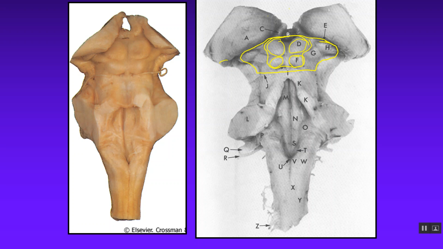The other bumps you're seeing now back here are these. This H here is actually your medial geniculate body or medial geniculate nucleus. So your lateral geniculate body or nucleus is out here. This is the medial geniculate body. It's kind of part of the thalamus, sitting on that thalamus. That's a relay for auditory information that's going to go up to your cortex.